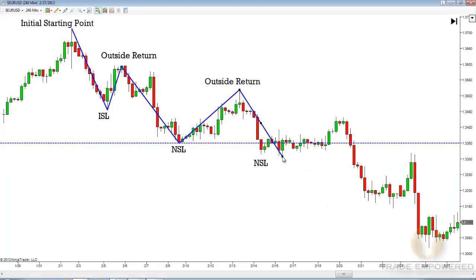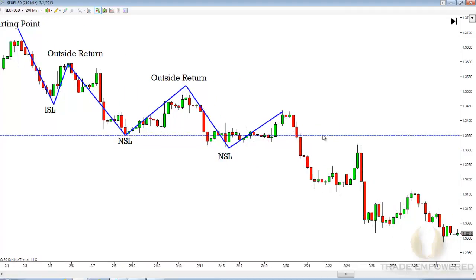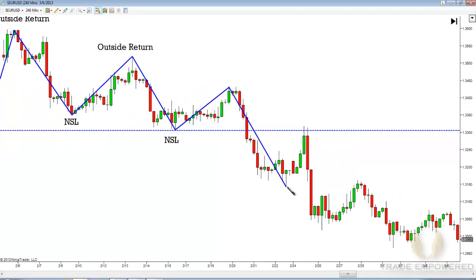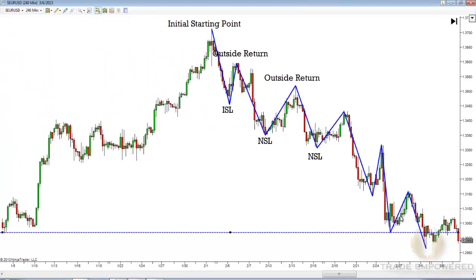And actually this comes in right about here. And you'll see the continuation: outside return, lower low, lower close on this candle. So we get a new structure low, outside return, lower low, lower close on this red candle, new structure low, outside return, lower low, lower close on this red candle right here, and the pattern continues.